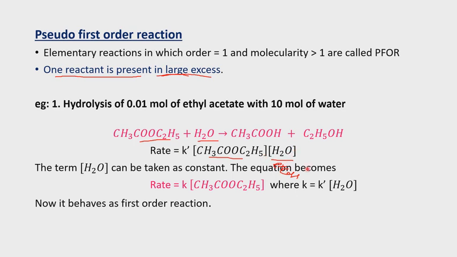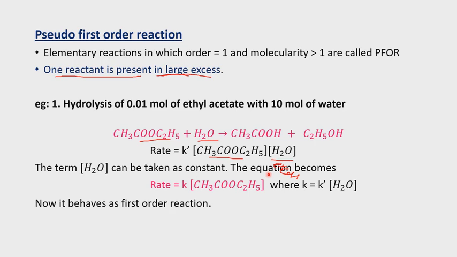Now the equation becomes, it is a constant and K dash is a constant. So K dash into [H2O], this combination is again a constant. So rate equal to K into [CH3COOC2H5], where K equal to K dash [H2O]. So now check the final rate equation. What is the order of the reaction? Only one, because we have only one reactant, CH3COOC2H5. What is the power of the concentration of the reactant? 1. So total order equal to 1. Finally it behaves as a first order reaction.